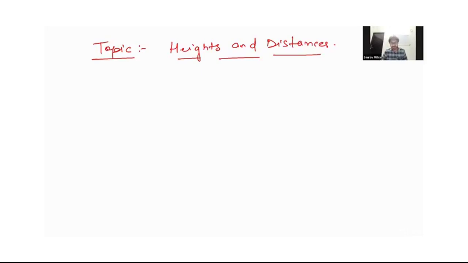Today's topic for the session is height and distance, a chapter from the applications of trigonometry. So let's start the session. In this we will calculate the heights and distances of towers and buildings using trigonometric ratios. Simple.